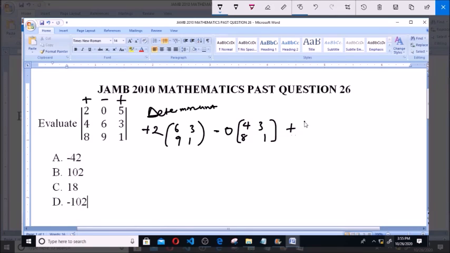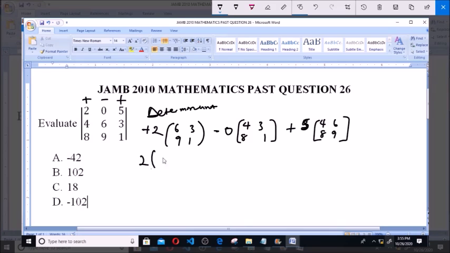Then plus 5 into, I now come here. I don't pick what's under 5. I pick my 4, 6, 8, 9. So 4, 6, 8, 9. Now from this, I'll have that what?